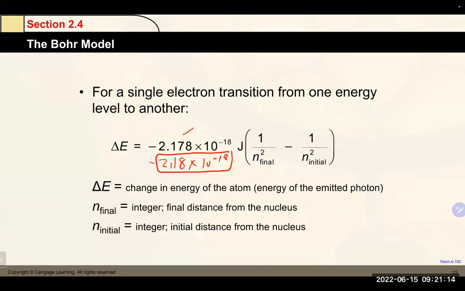This is also what is sometimes referred to as Rydberg's constant. So that is what is known as Rydberg's constant, 2.18 times 10 to the minus 18, times 1 over n squared final, that is the final energy level of the electron where it ended up, minus 1 over n squared initial, that is the initial energy level where the electron started.